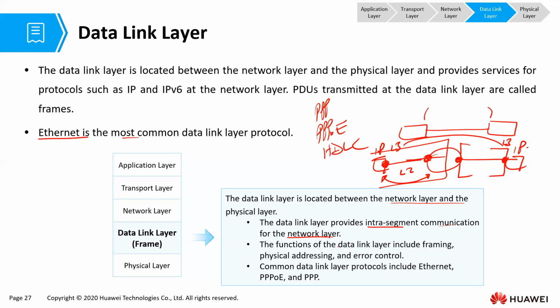The functions of the data link layer include framing, physical addressing, and error control. Error control is performed by the FCS. Framing is performed by addition of the FCS and the physical address, which is source MAC, destination MAC, onto our packet. And then the common data link layer protocols include Ethernet, which is by far the most widely used, PPPoE, and PPP.